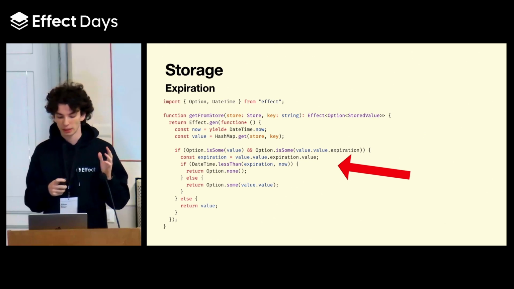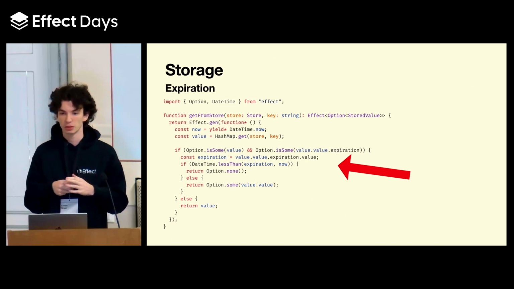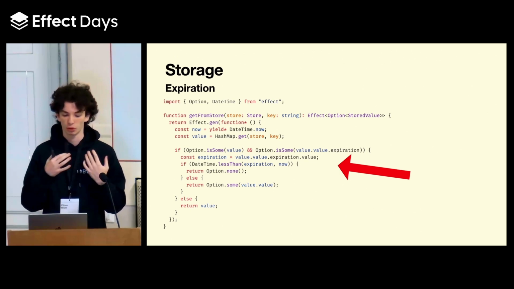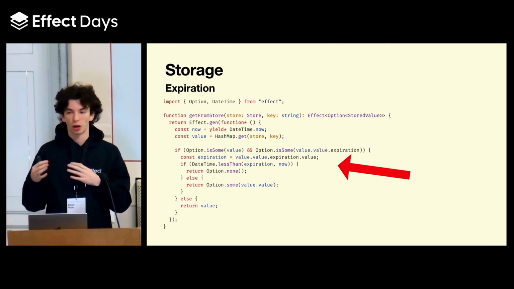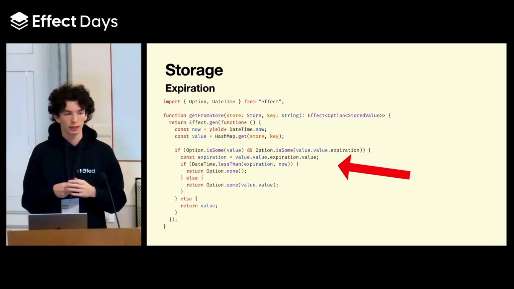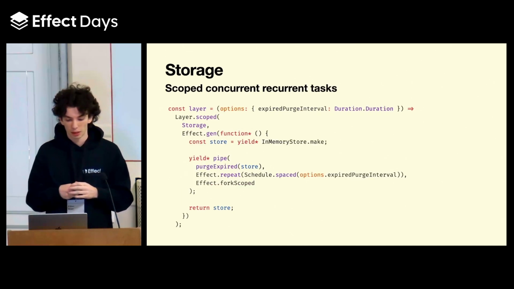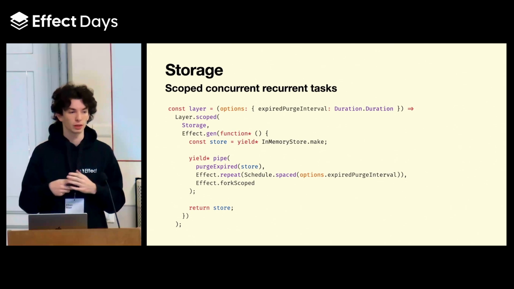You might notice that this doesn't actually delete expired keys. It just soft deletes them, so it wouldn't return them, but they would still stay around in memory. To fix this, we can set up a cleanup job that will occasionally go over the store and take out expired keys. And we can set this up inside the layer that creates this service.